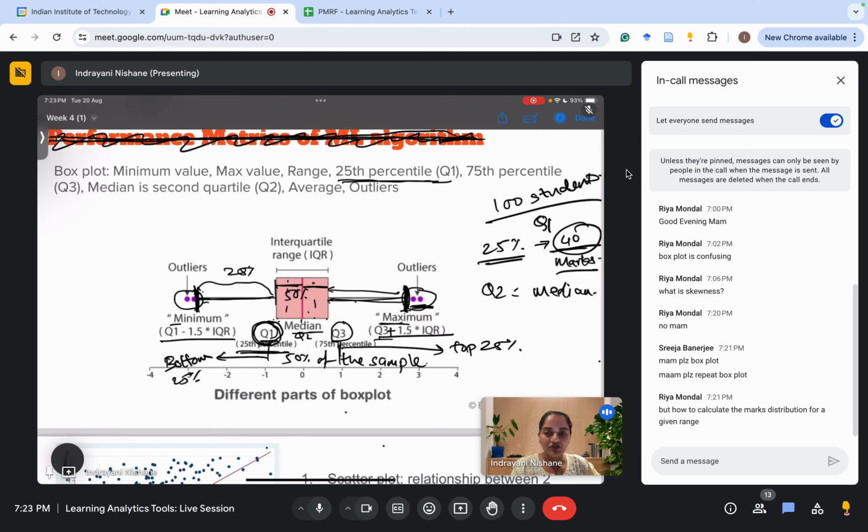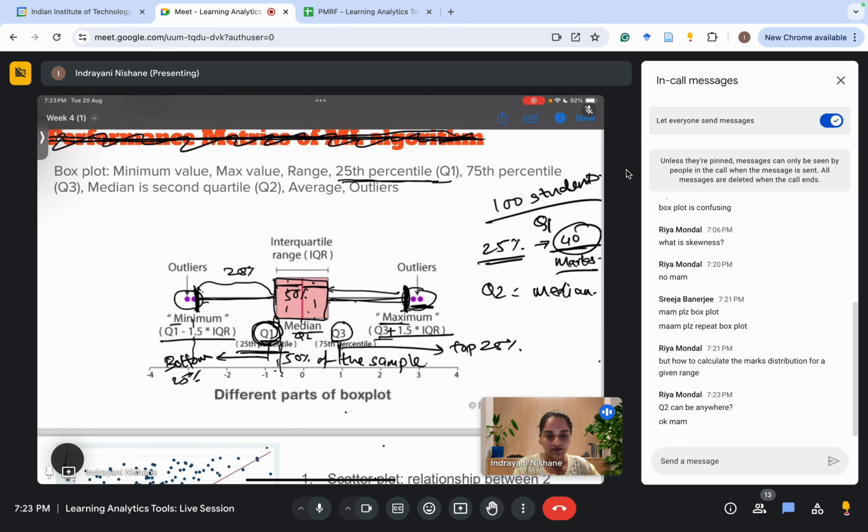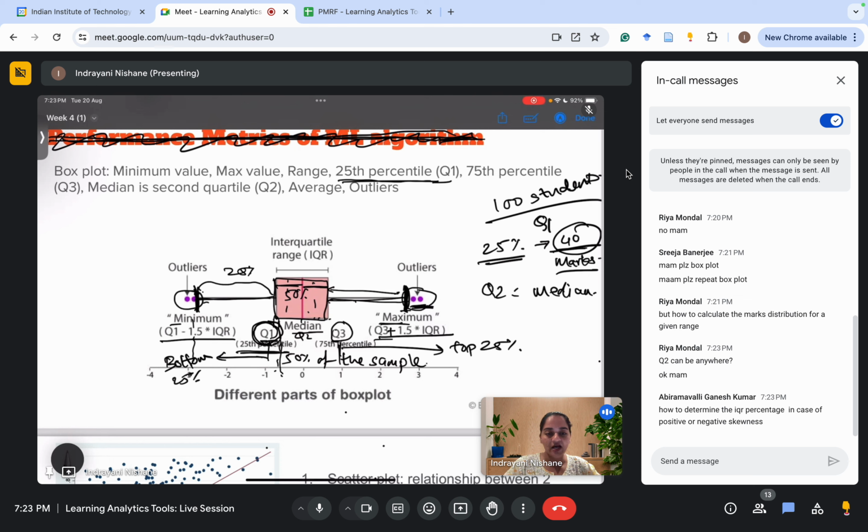So how does this give distribution? These 25% of students are in this range, somewhere from -3 to -1.25 or so. Yes, Q2 could be anywhere in this IQR range, not outside this box, because the box is where the middle 50% of the distribution falls. So Q2 would be anywhere in the box. It doesn't have to be in the middle of the box always, because we calculate the Q2 value based on the distribution, how many students are falling into that range.